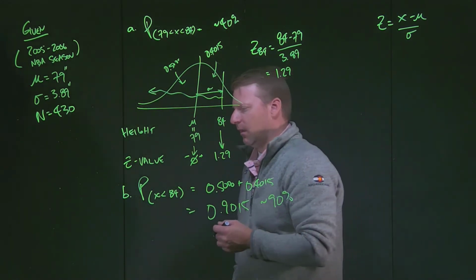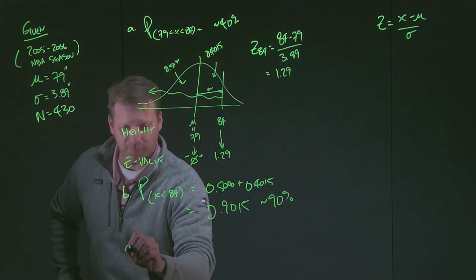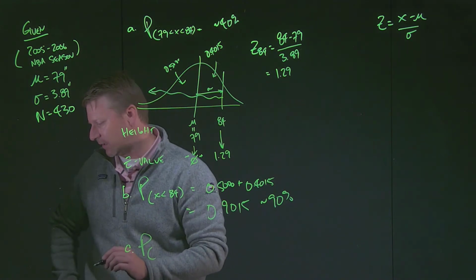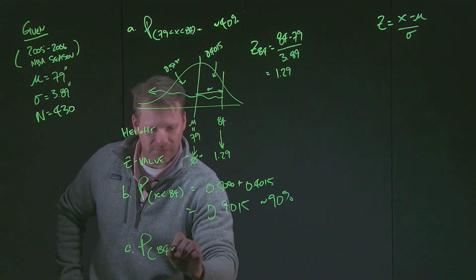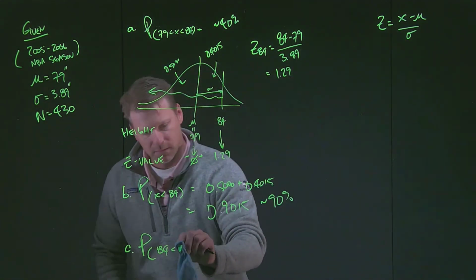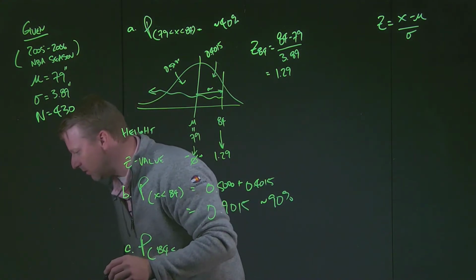All right. If we look at one last extension of this, if we said, okay, for part C now, we want to find the probability that we would randomly select a player from the NBA that is between 84 and 87 inches. So between 84 and 87 inches.